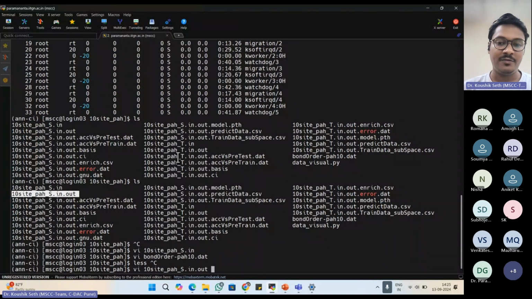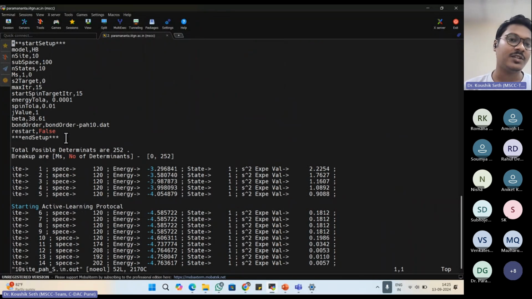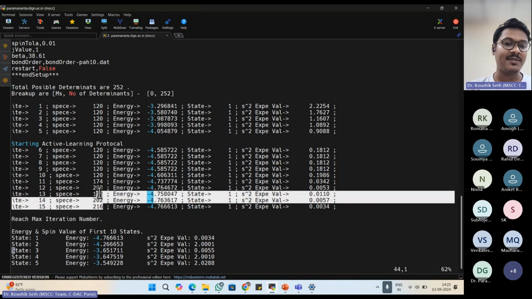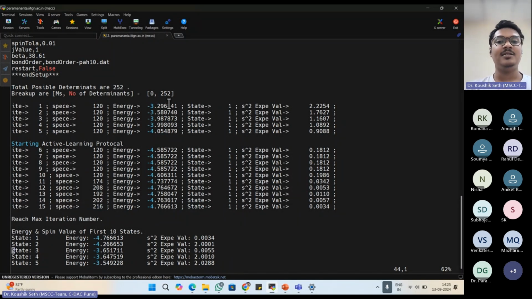If we look at that file, the first section is only the input part. After that, the calculation writes some output. So what are the parameters? Let's check quickly. The first thing is the iteration. We ran 1 to 15 iterations. The first is the flag for the iteration identifier, then the space. We started with 120 configurations, and we see that with the increase of the iteration, the subspace size increases. This is the energy. We also see the energy of the system getting lower. That means we are going in the right direction.